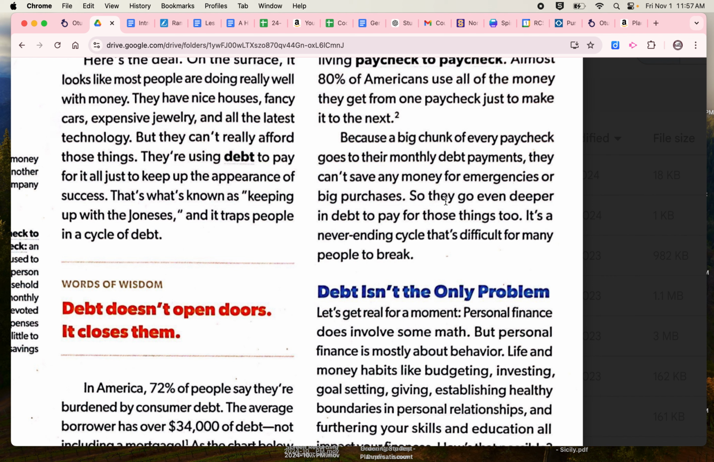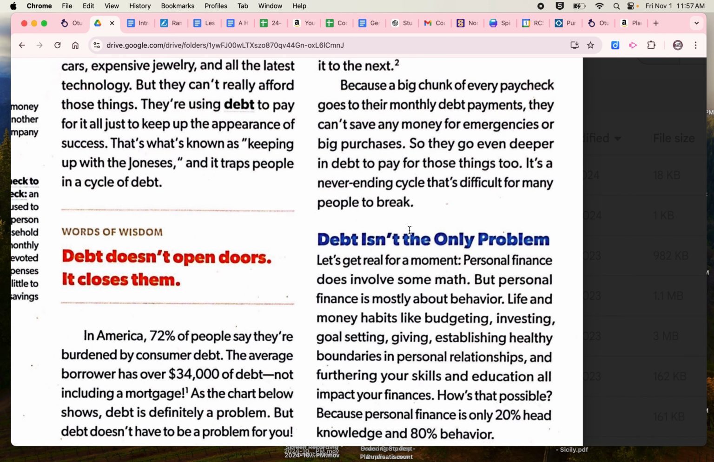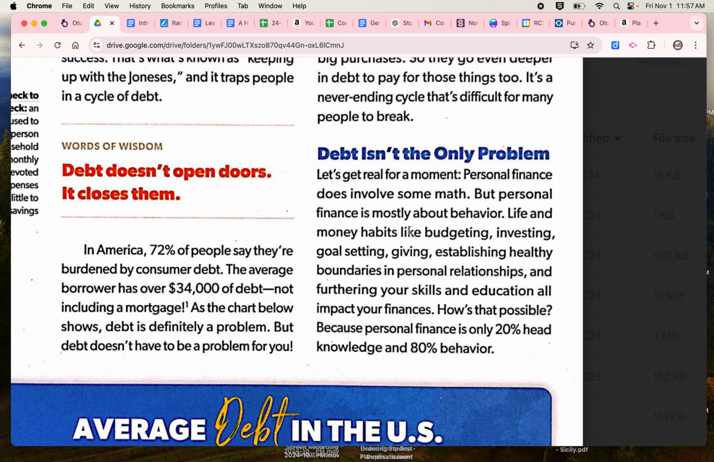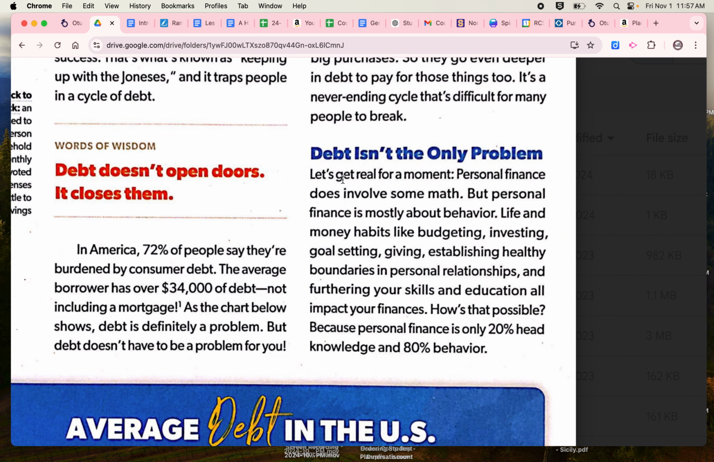He could have $500,000 in equity in his house, but he doesn't because of just poor decisions. So debt isn't the only problem. So let's get real for a moment. Personal finance does involve some math, but personal finance is mostly about behavior.